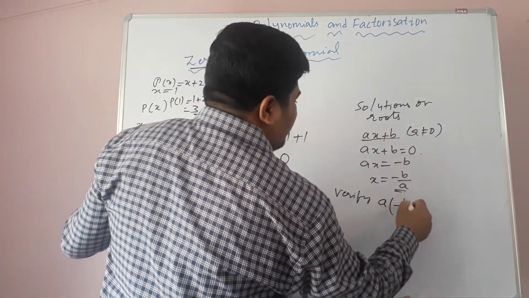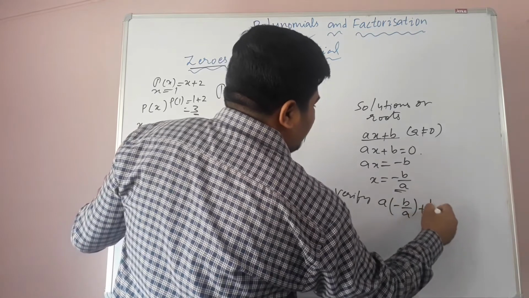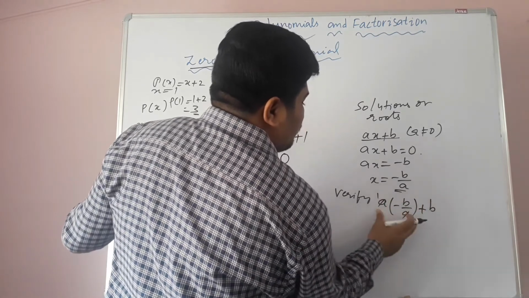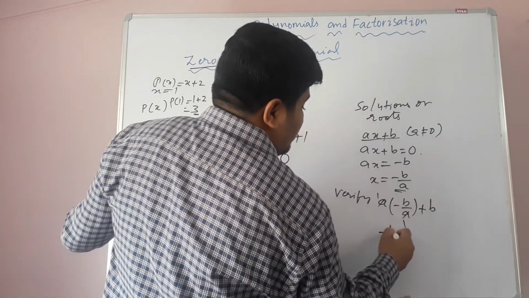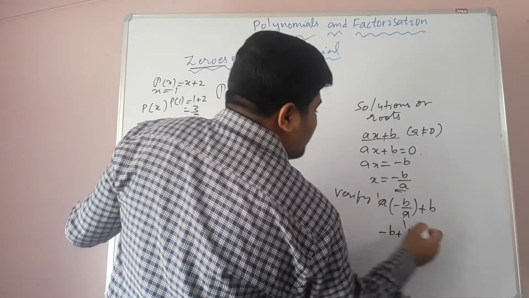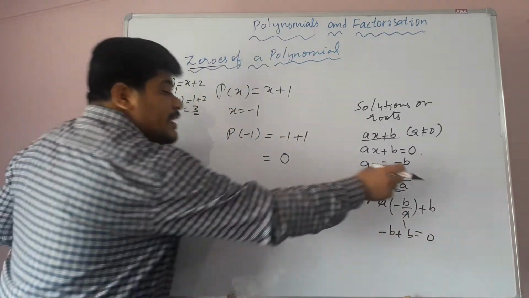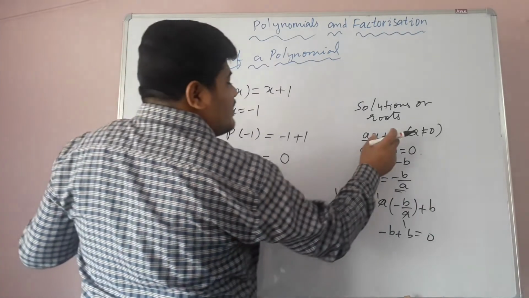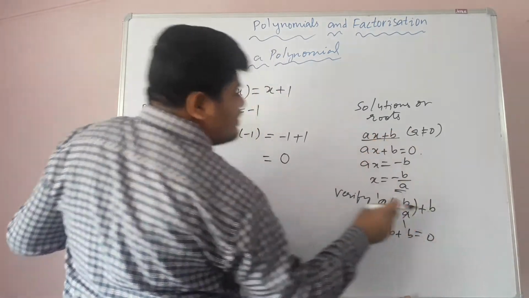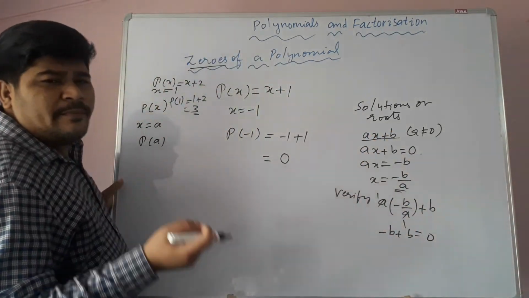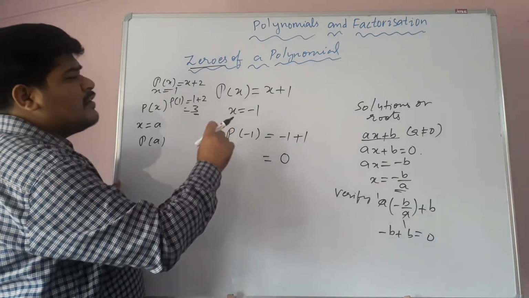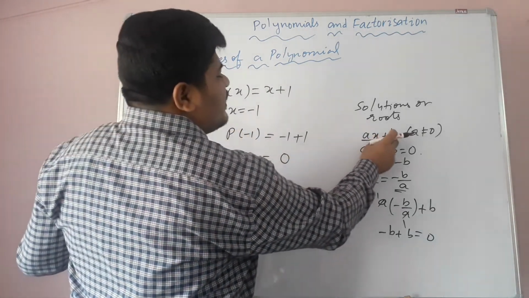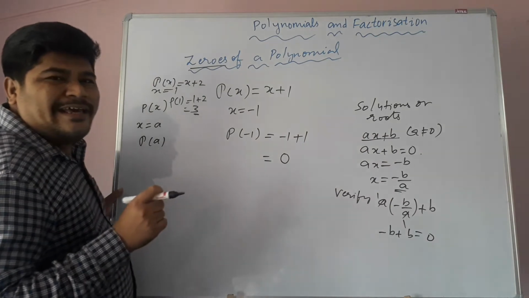Students, just verify whether it is a zero of this expression or not. a into minus b by a plus b. The a's cancel. Brackets represent multiplication, students. So minus b plus b is 0. So at x is equal to minus b by a, we are getting this polynomial value as 0. Therefore, minus b by a is the zero of the linear polynomial ax plus b.